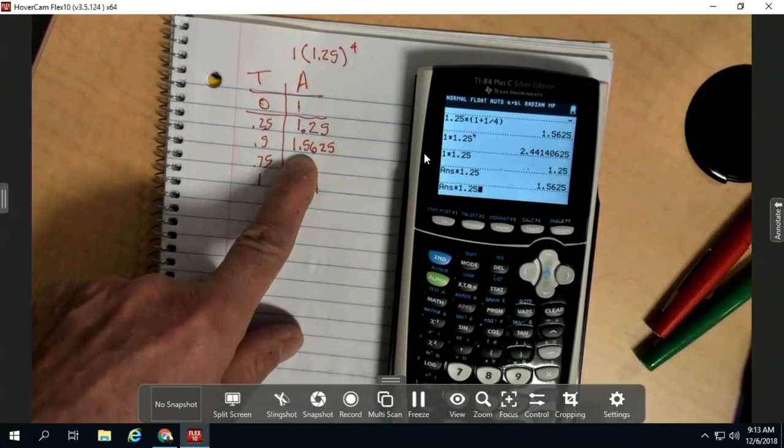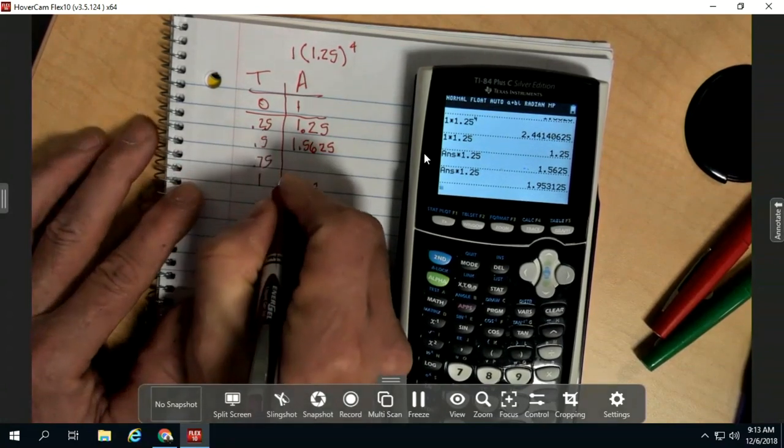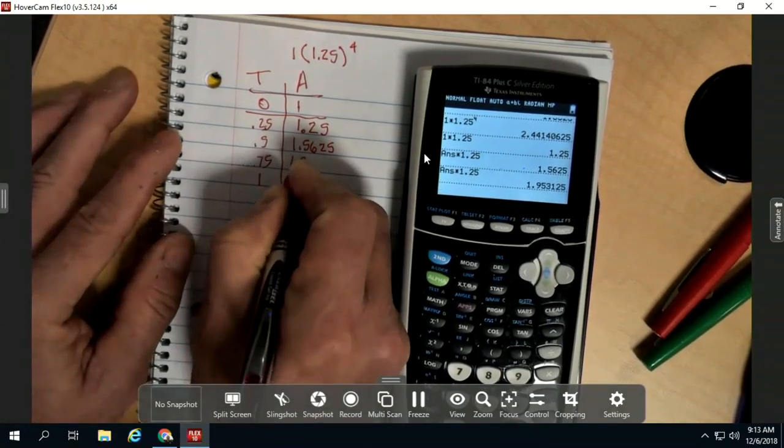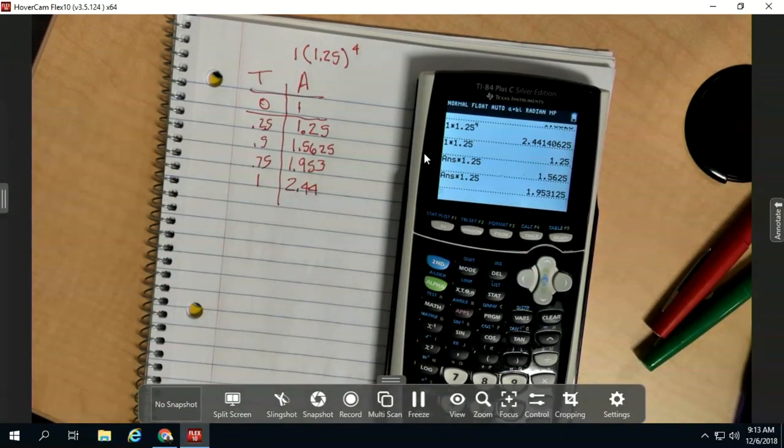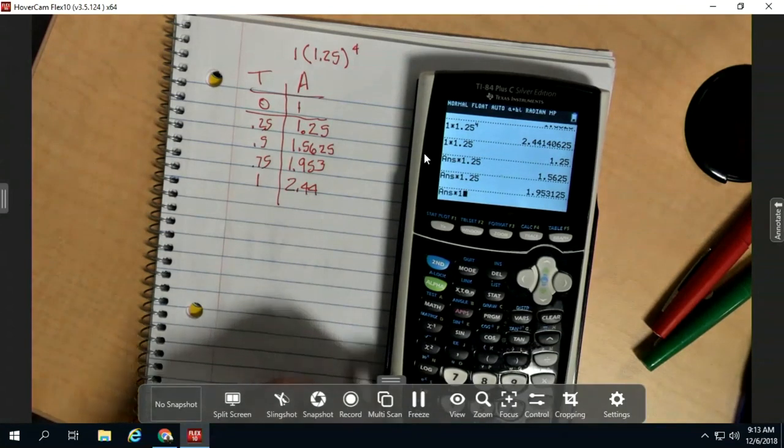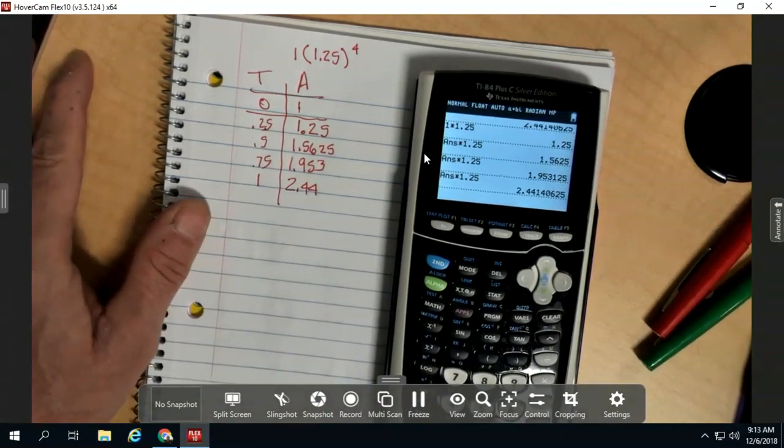Times 1.25, and I get 1.953. If I do it one more time, what do you know the answer is going to be? 2.44. So times 1.25, and I get 2.44.